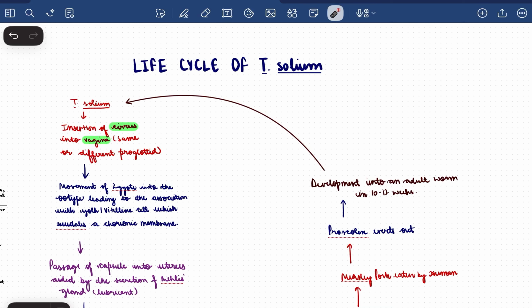Hello, let's start with the life cycle of Taenia solium. So, Taenia solium is a tapeworm. And why is it called a tapeworm? Well, because it resembles a tape. Exactly like a tape, it's long and ribbon-like, so that's why it's called a tapeworm.